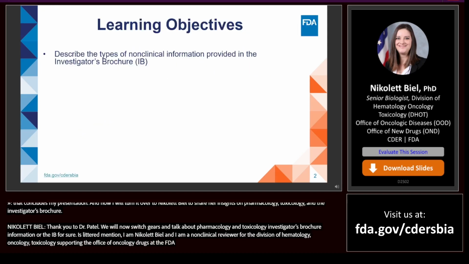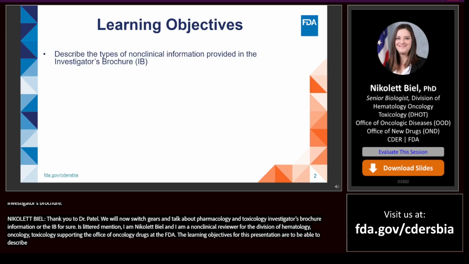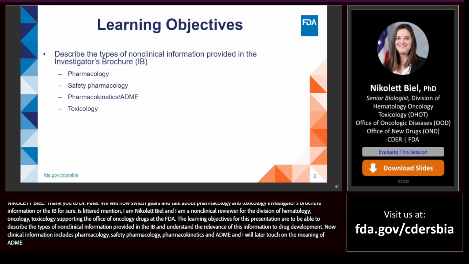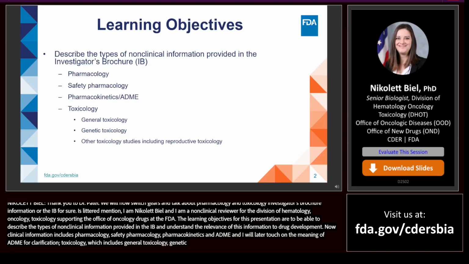The learning objectives for this presentation are to be able to describe the types of nonclinical information provided in the IB and understand the relevance of this information to drug development. Nonclinical information includes pharmacology, safety pharmacology, pharmacokinetics and ADME. I will later touch on the meaning of ADME for clarification. Toxicology, which includes general toxicology, genetic toxicology, and other toxicology studies, including reproductive toxicology.